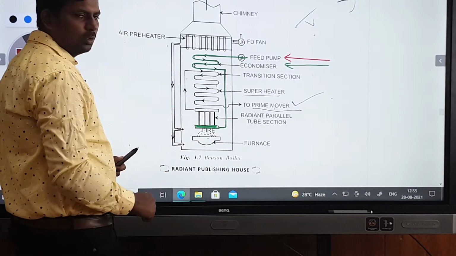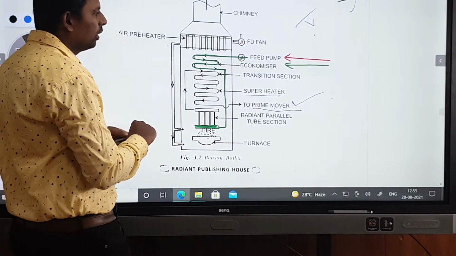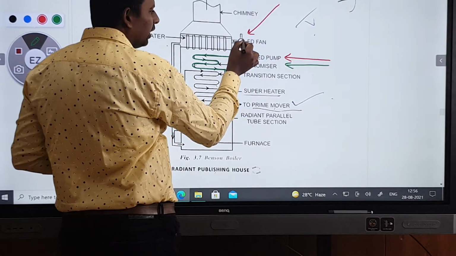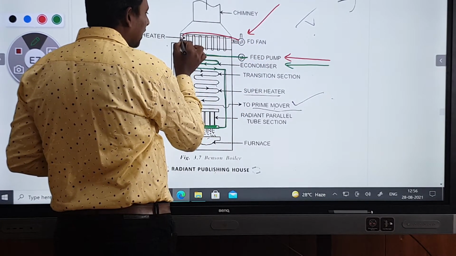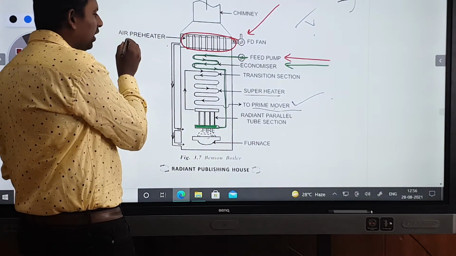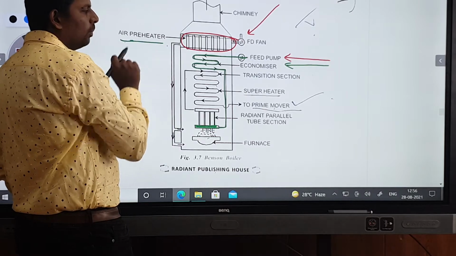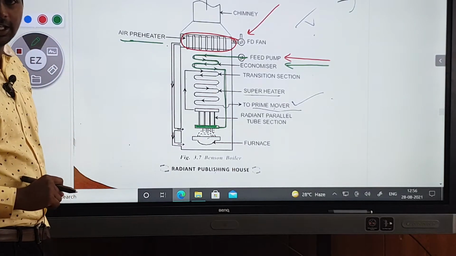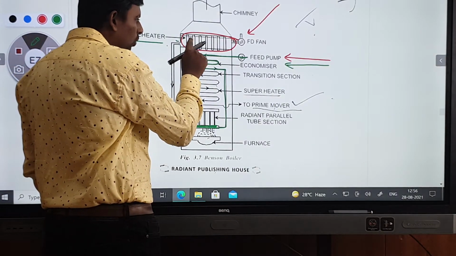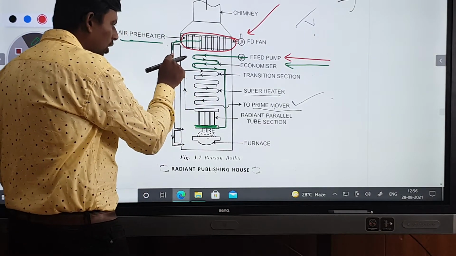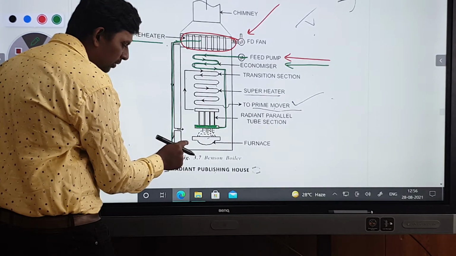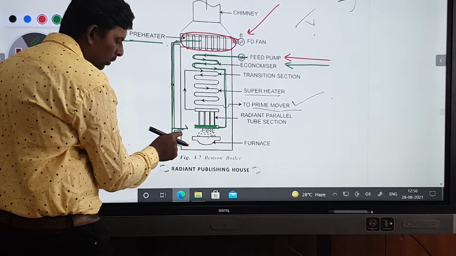Water came here. From here, air is coming. Air is trapped in the preheater. This one is known as the air preheater. Then that air goes down like this, and it is going from this way and from this way.